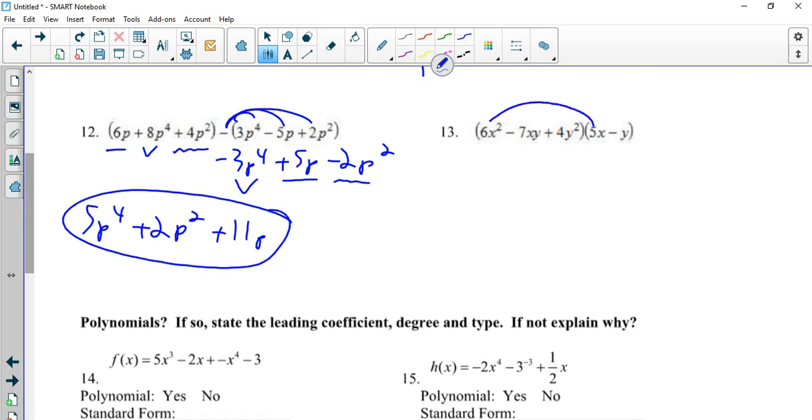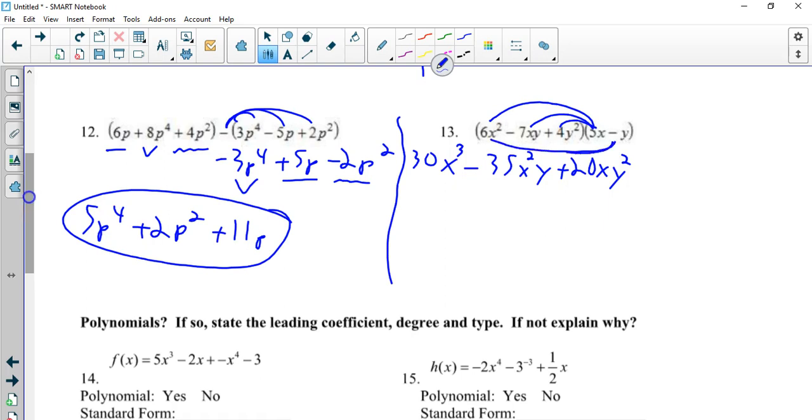Again, we're timesing. Here, here, and here. 5 times 6 is 30. X squared times x is x cubed. Negative 35, x squared y. Positive 20, the x just tags along, the y squared tags along. Again, I saw people just writing minus y 3 times sporadically throughout. This gets multiplied here, here, and here. So it's going to be minus 6x squared y plus, negative times negative, 7xy squared, and then minus 4y cubed.